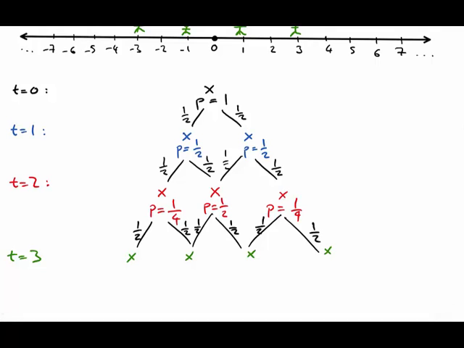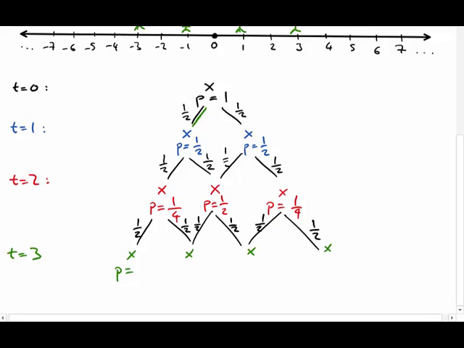So what's the probability I'm going to end up over here? The probability is going to be a half. I'll go down this route, then this route, then this route. So the probability I'm going to end up here, that's the only way I can get to that position, is a half times a half times a half. That's going to be an eighth.